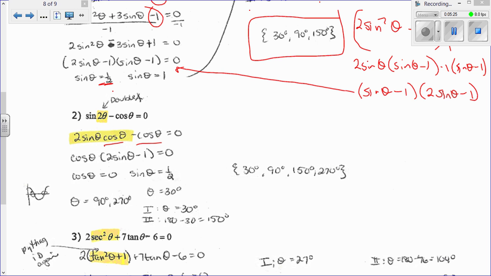Cosine is equal to 0 at 90 and 270. I just drew my graph here to help me. Or you can use your unit circle, either way. Sine theta is equal to 1/2 at 30 degrees. I'm in 1 and 2, so again, it's 30 and 150. So when all is said and done, this is my final answer.